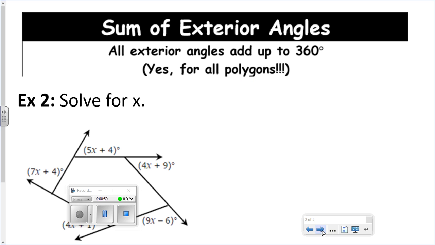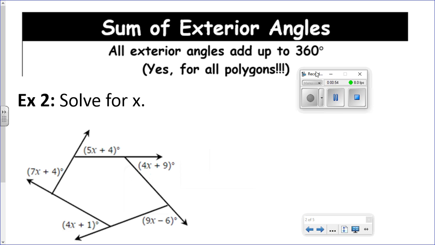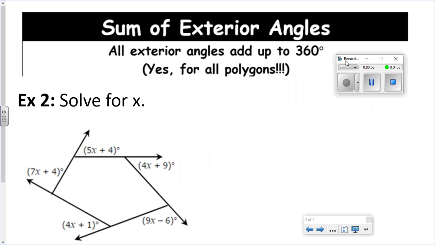Okay, so for example 2, let's move this out of the way. It says solve for x. And so we have a bunch of different expressions given for angles. And as we can tell, all of these angles are exterior angles. So then we have a pentagon with 5 exterior angles, and we know all exterior angles have to add up to 360. So we're going to add up all 5 of these expressions and set them equal to 360.